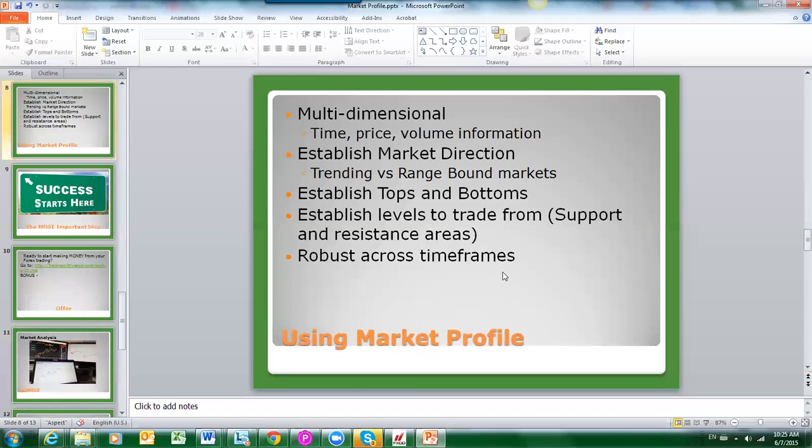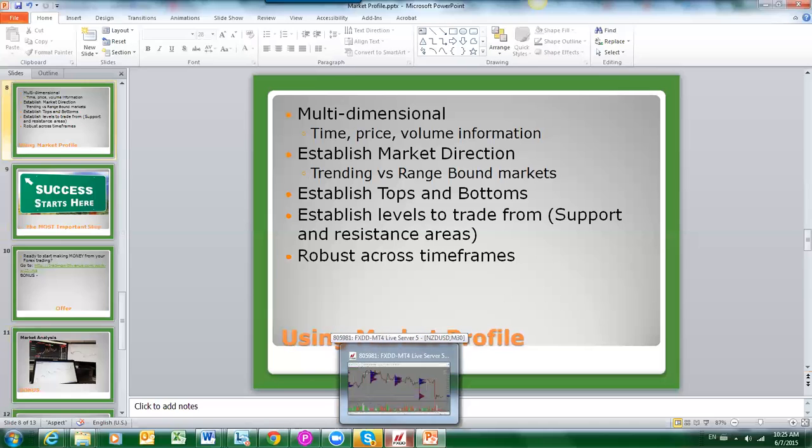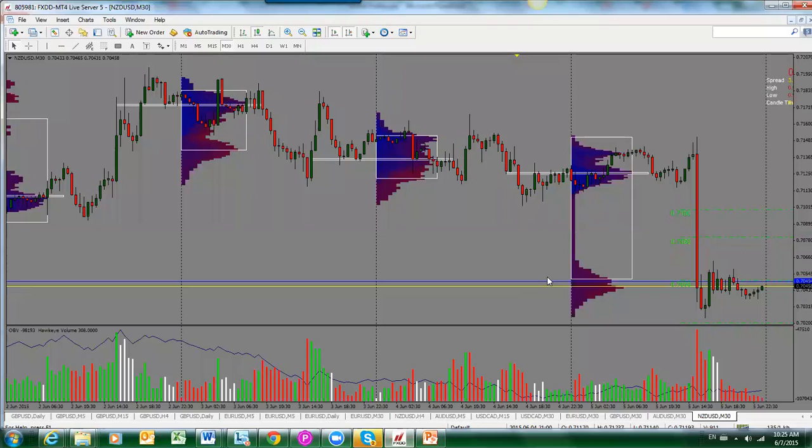Okay, so let's go to our charts now. This was all the theoretical part, so let's take a look at how this works now. Okay, so this is our market profile, like the picture that you saw. This is actually the exact picture that I put in there.